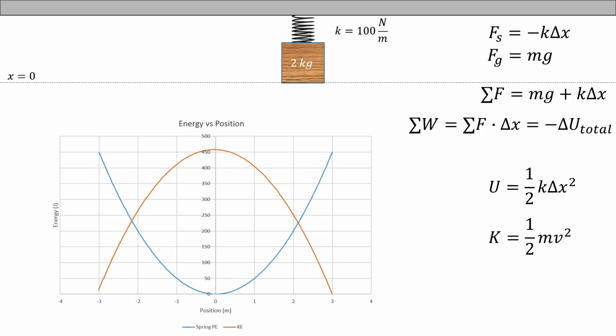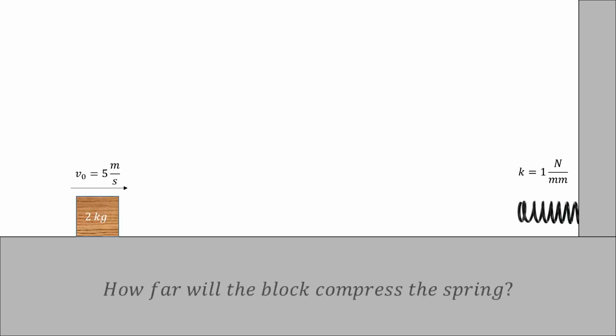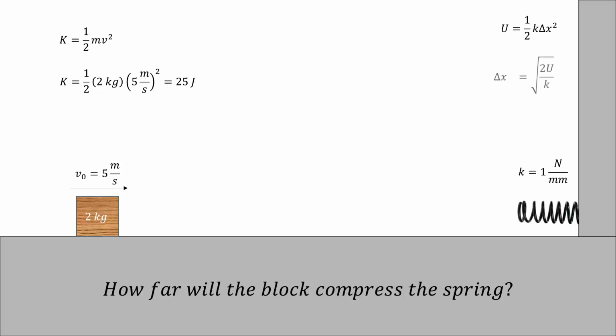We can use this idea to predict the compression of a spring upon a collision, which has many practical engineering applications. If a block is moving toward a spring in the absence of friction with some initial velocity, then we can safely say that the kinetic energy the block is starting with will be completely converted into spring potential energy when the block is at its maximum compression. Because the block starts with 25 joules of kinetic energy, we can solve the potential energy for delta x and plug in 25 joules for the total potential energy, which for a spring with a 1 newton per millimeter stiffness constant corresponds to about 22 centimeters of compression.